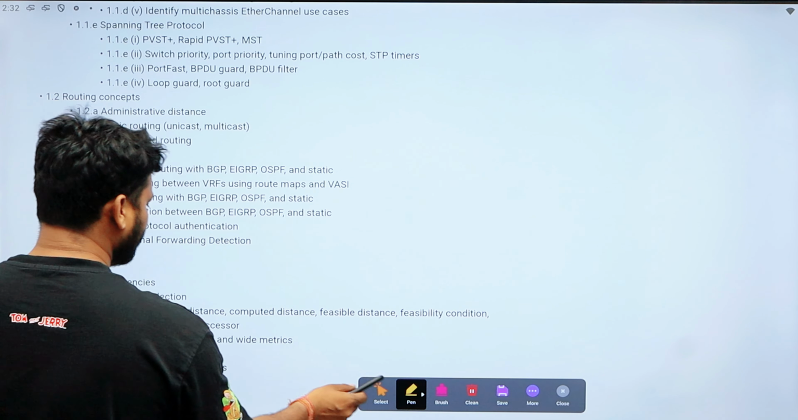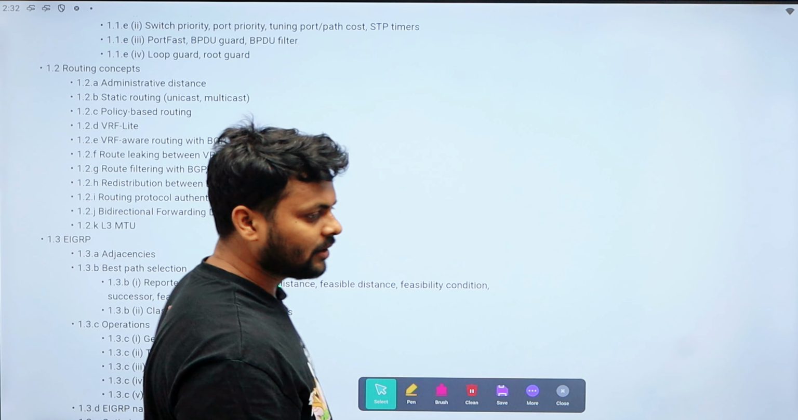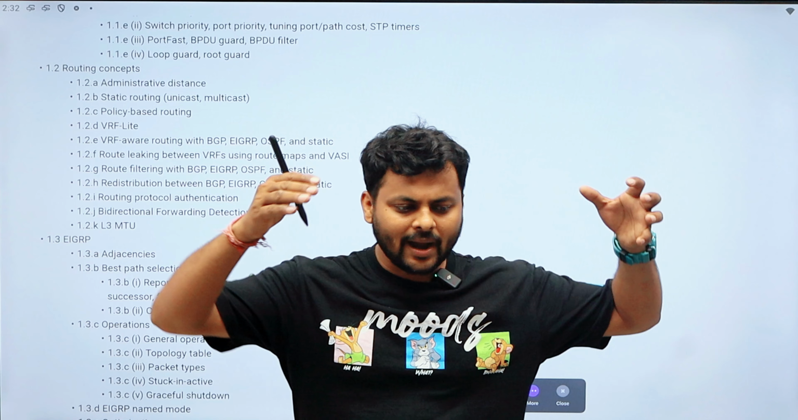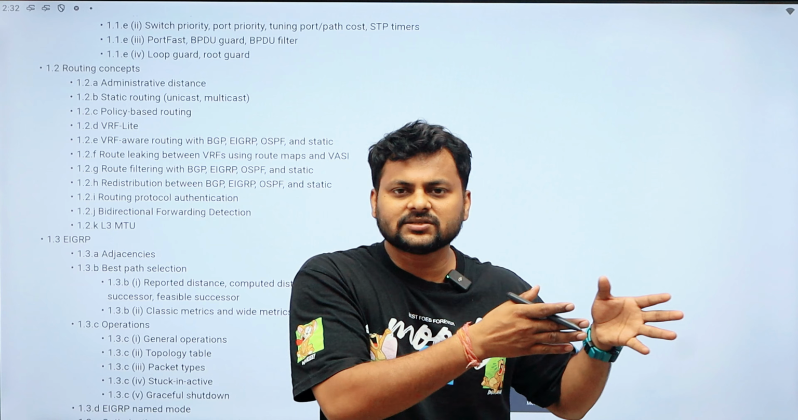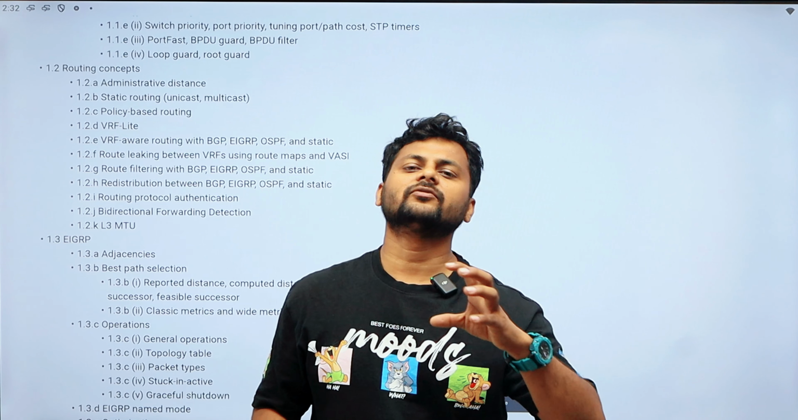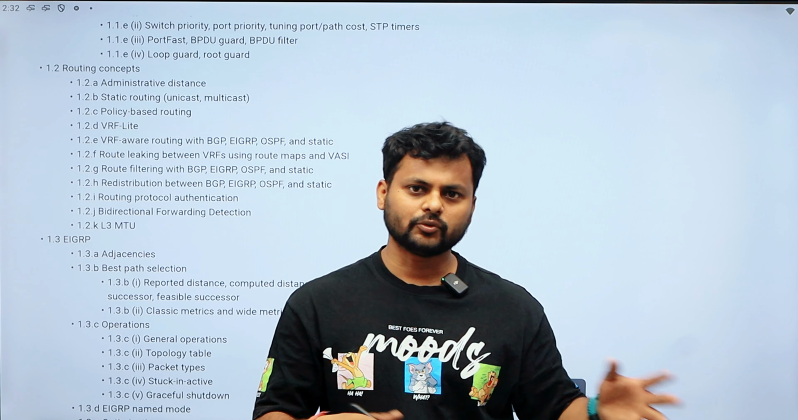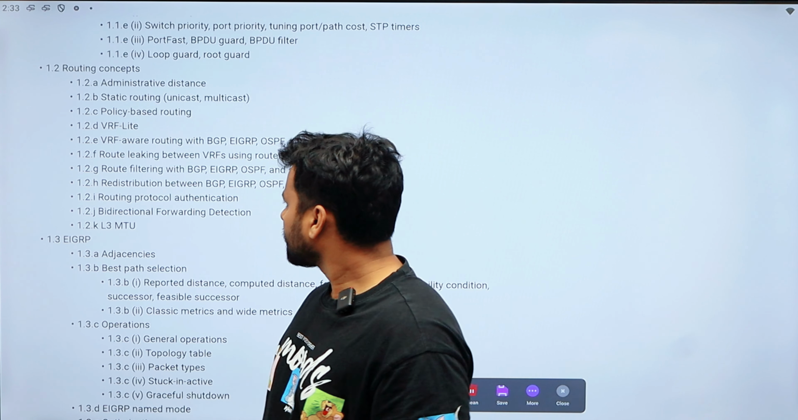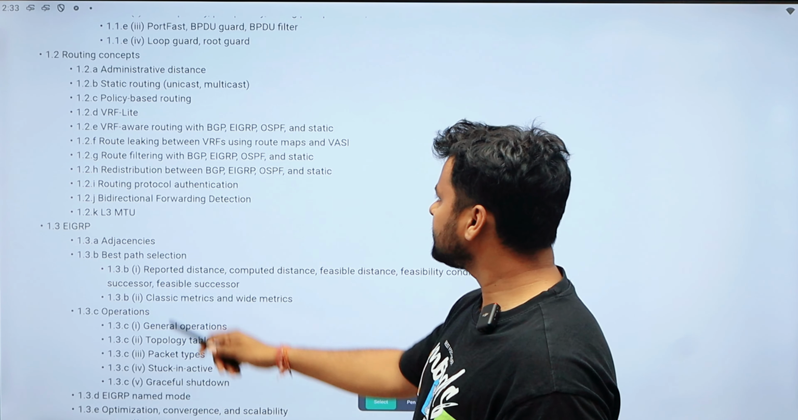Once this part is done, we have route leaking between the VRFs. Of course, sometimes you provide communication between 2 customers. Think about Customer 1 having some server, and Customer 2 wants to access some file from the Customer 1 server, right? In that case, you can leak the route from one VRF to another VRF. Then we have route filtering between all the routing protocols.